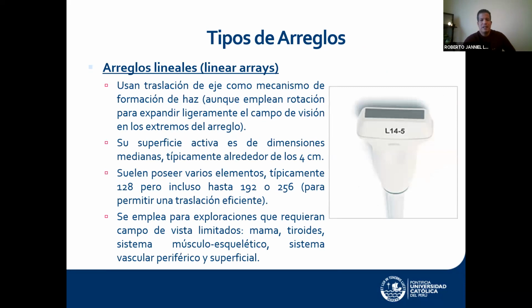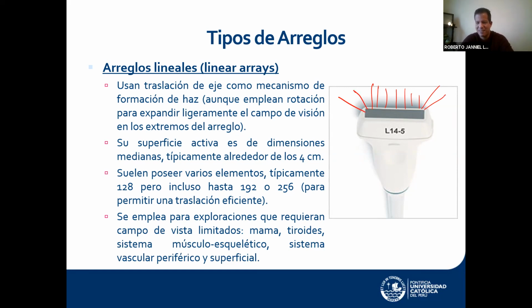The other type would be a linear array, like this one over here, which is an L for linear, and then 14.5. So you already know that means the bandwidth goes from 5 to 14 megahertz. These arrays use beam translation as a mechanism for constructing the image. You can shift your beam left to right, left to right, and when you're over here, you can steer a little bit so that you get a trapezoidal view, which is like a panoramic view.